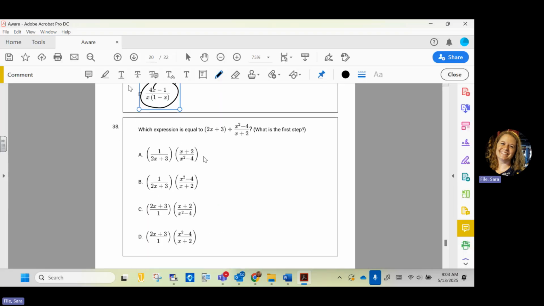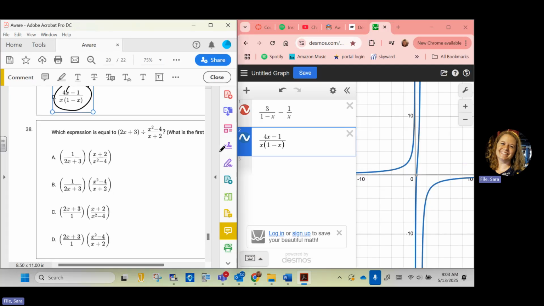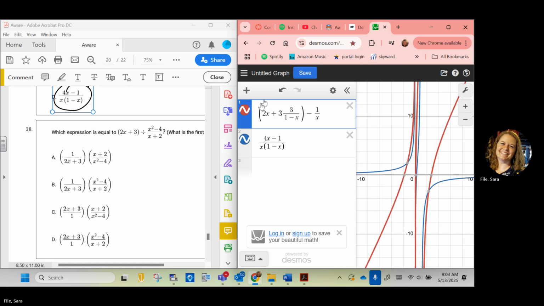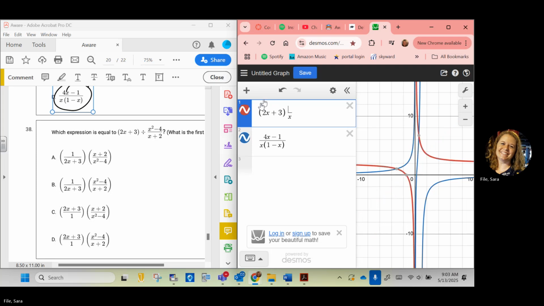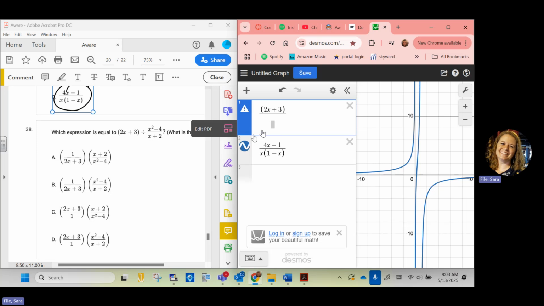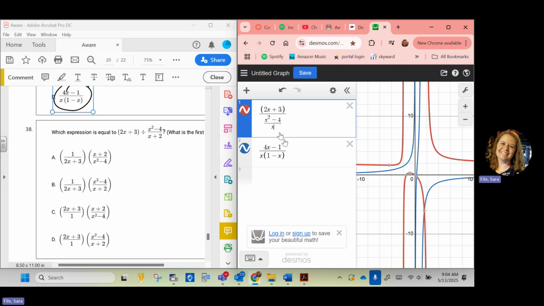In this one, same thing with division. We'll do that one as division. So we've got 2x plus 3. Now, when you go to write division problems in Desmos, they're not going to show this division symbol. You have to actually write it as a fraction. So put this entire term in parentheses, divided by, and then you're going to have a fraction within your fraction. That's okay. So this is going to be x squared minus 4 over x plus 2.